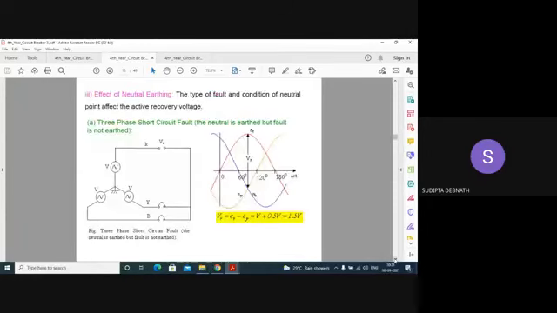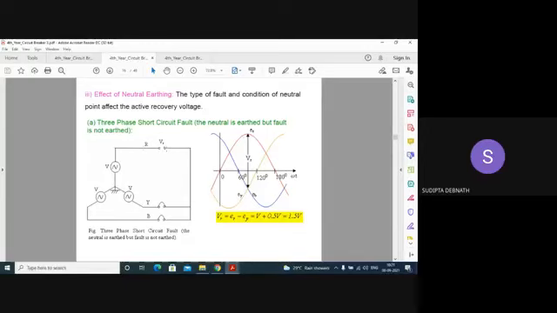Now, effect of neutral grounding, or neutral earthing. We'll consider that the neutral is earthed. Now, it may happen, say, there is a three-phase short circuit fault, but it is not grounded. Then what happens? If the three-phase short circuit fault is there, but it is not grounded, suppose this breaker contacts in phase R has opened.